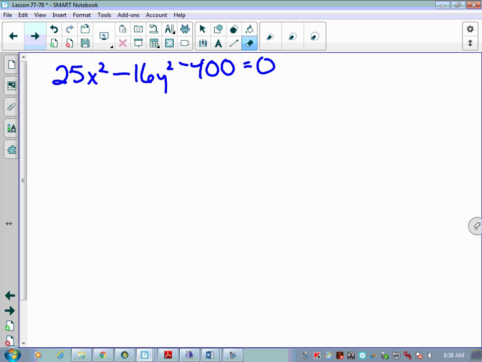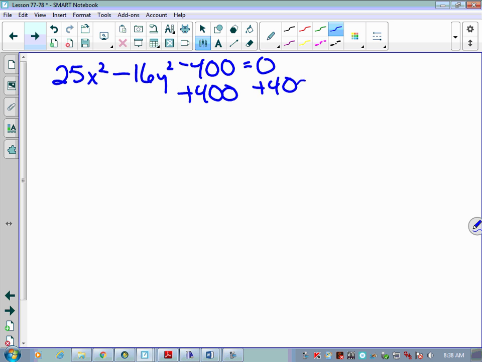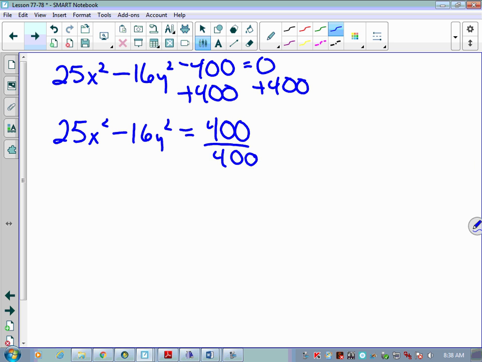Add 400. Good. Add 400. Then you put 0 for x and divide by x. You're kind of jumping the gun a little bit. 25x squared minus 16y squared equals 400. Divide by 400 on both sides. Why? Because this has to equal 1 over here. Oh. Right? You see what I'm saying?